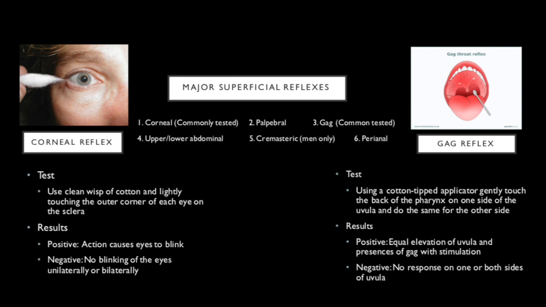The gag reflex is elicited by gently touching the back of the pharynx with a cotton-tipped applicator, first on one side of the uvula and then the other. A positive response is shown with gagging and elevation of the uvula. An absent response on one or both sides can be seen following a stroke and requires careful evaluation and treatment because it can lead to aspiration.